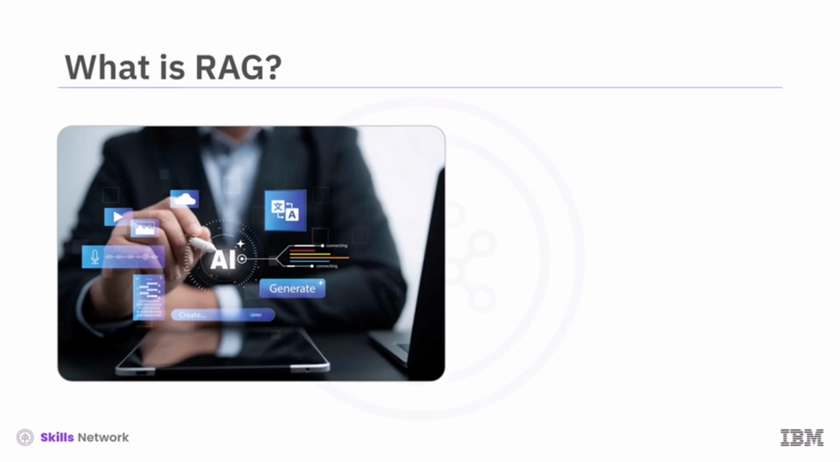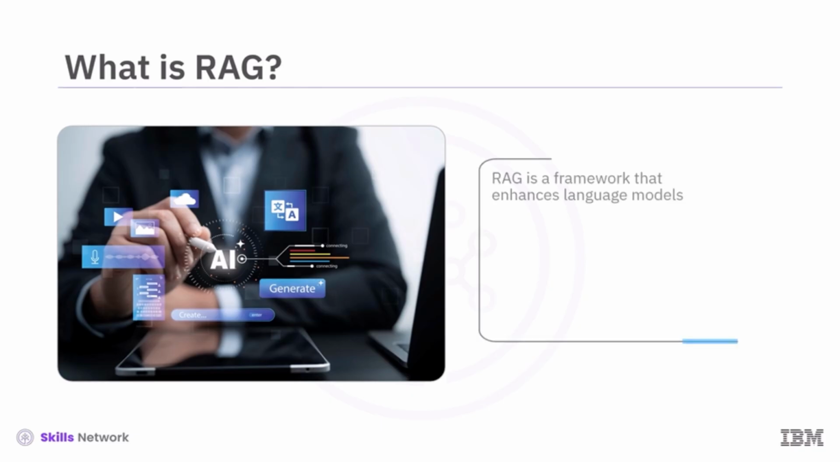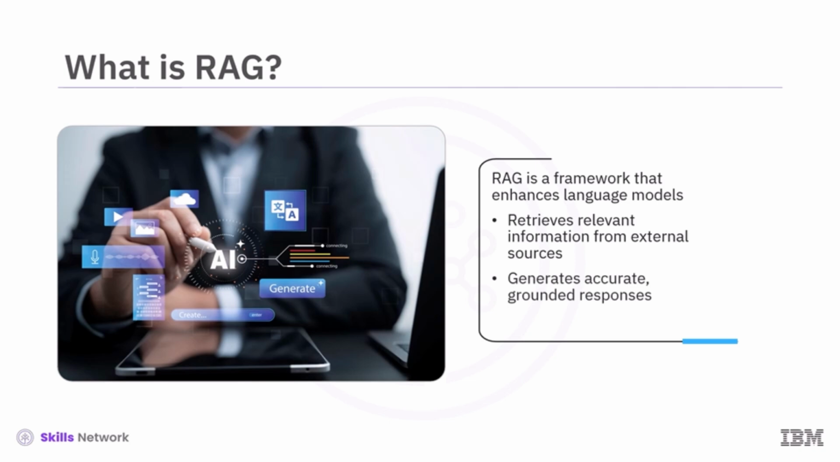So let's walk through how vector databases power the RAG pipeline. But first, let's recap what RAG is. RAG is a framework that enhances language models by retrieving relevant information from external sources and using it to generate more accurate, grounded responses, and thereby reducing the amount of potential hallucinations that may occur.